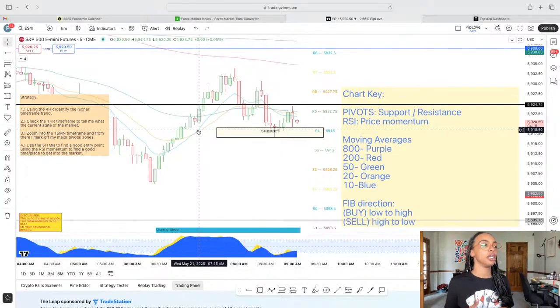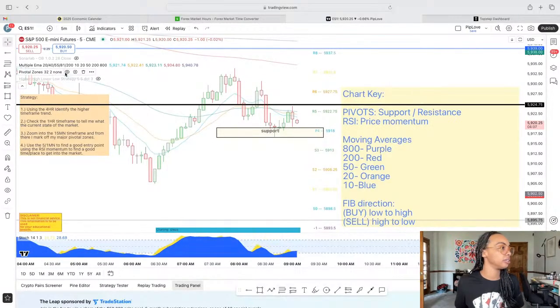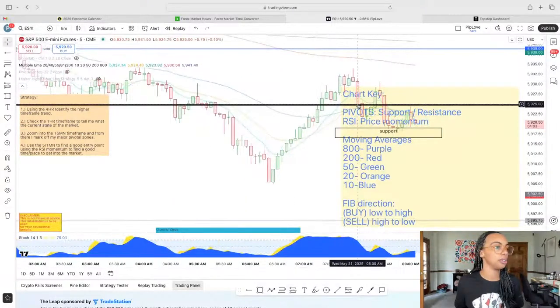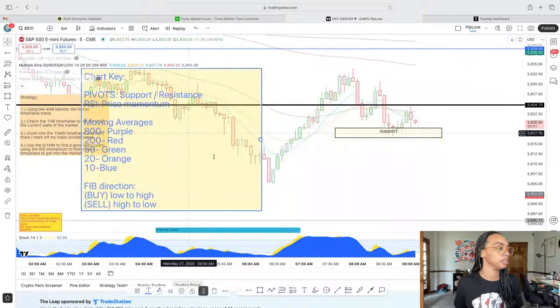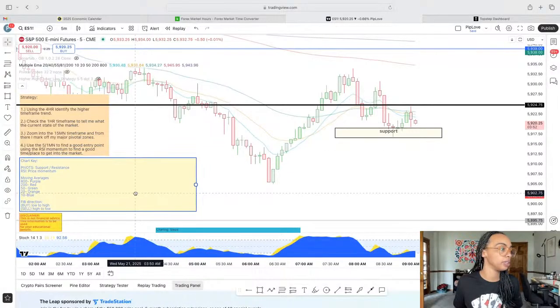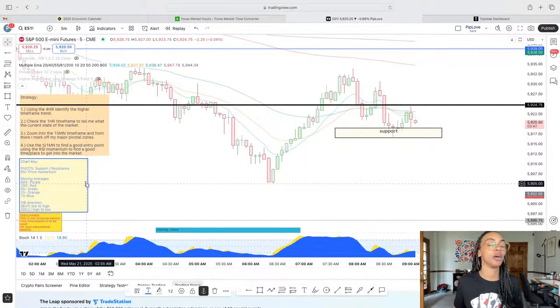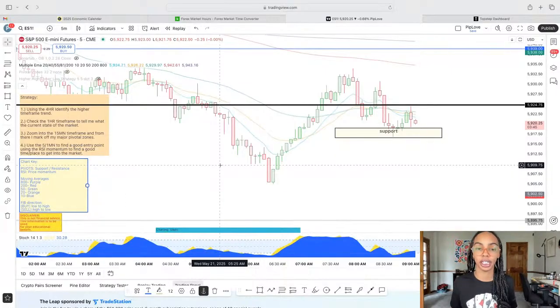So they do a couple of different things. They can help us stay on the right side of the market. They help us to identify a couple of different things. They help us with support and resistance, identifying where the market may have support and resistance. It also helps us to identify trend in the market.